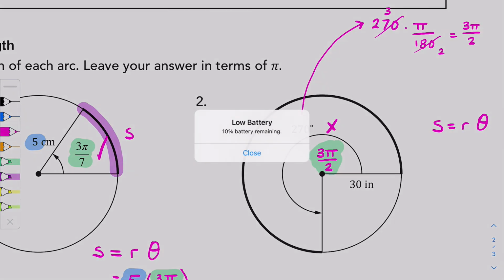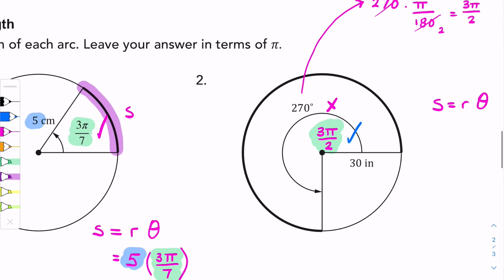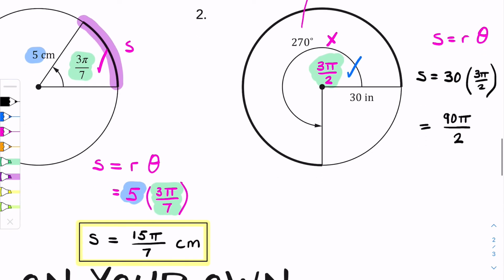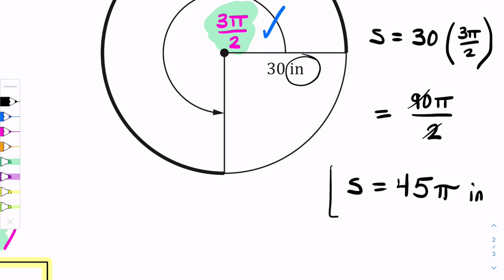So now that I have this value of 3 pi over 2, I can substitute that value into my arc length formula. My arc length S is equal to the radius of 30 times my radian measure of 3 pi over 2. When I multiply these values together, I end up with 30 times 3, which is 90 times pi divided by 2. And for my final answer, I can just simplify this fraction. My arc length is going to be 45 pi, and we're dealing with inches, so 45 pi inches.